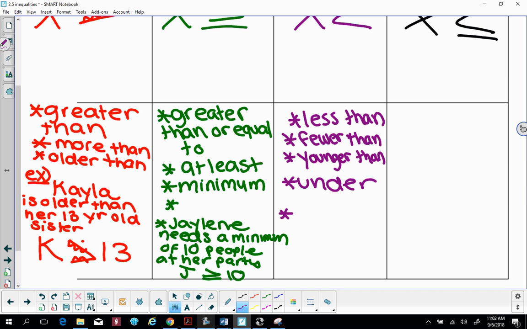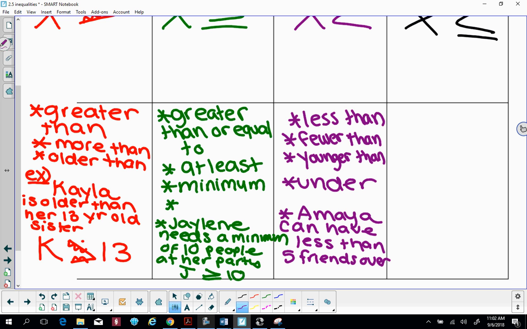And so we'll use one less than, we'll do a Maya. So Maya can have less than 5 friends over. So she can't have 5, she only can have less than 5. So here's a Maya. Remember that the mouth's back is pointed towards Maya because she only can have less than that, right?